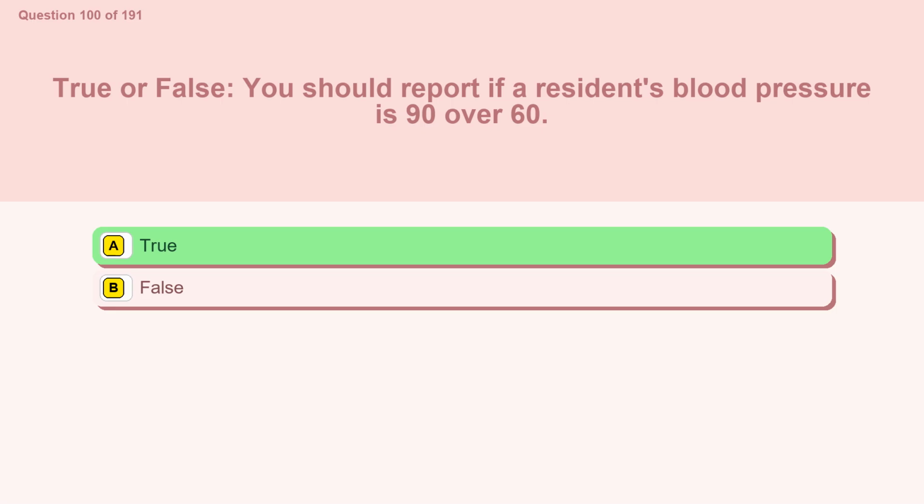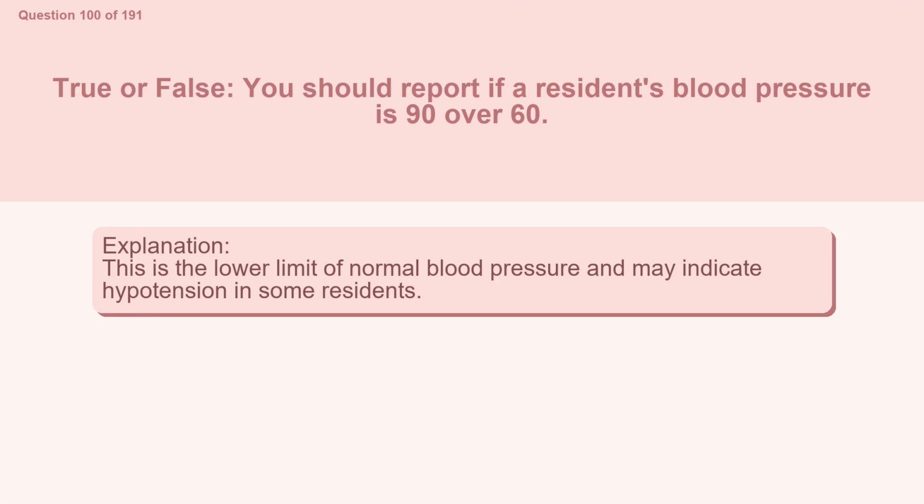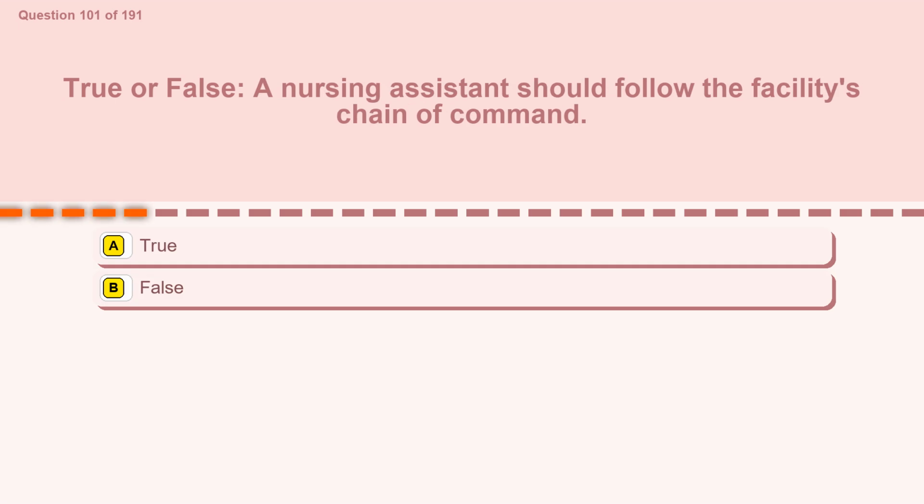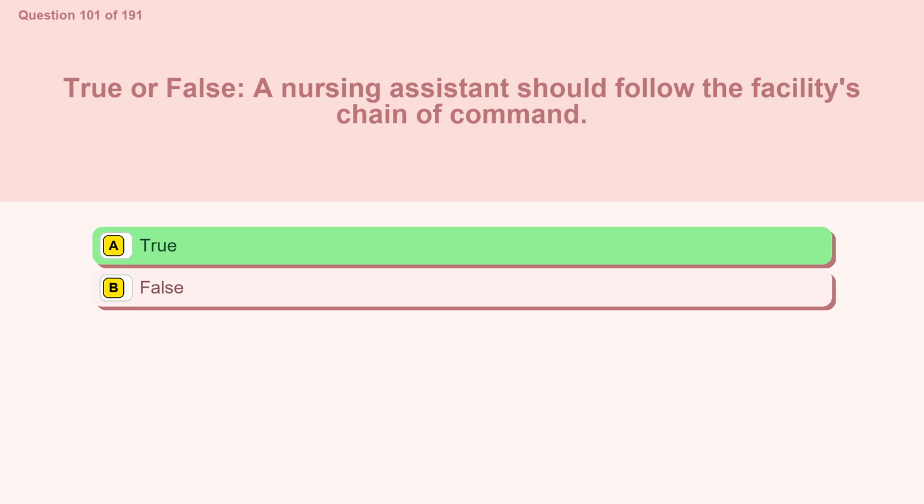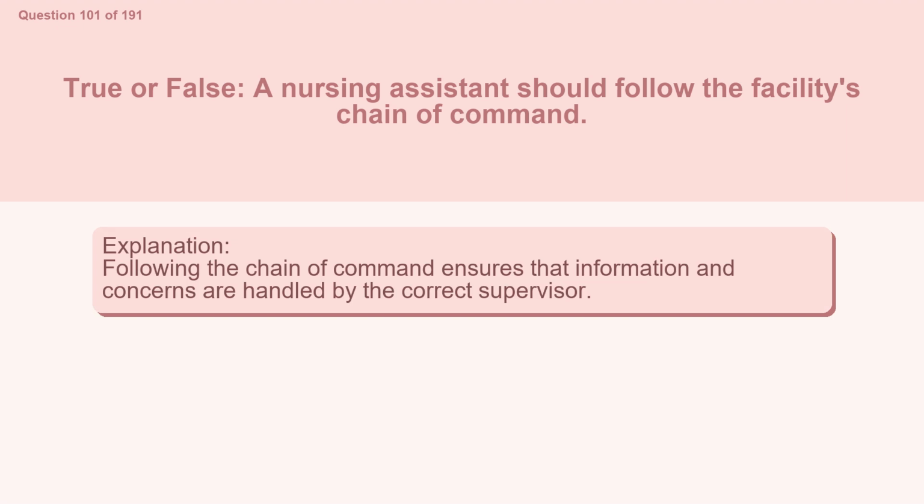The correct answer is option A, true. This is the lower limit of normal blood pressure and may indicate hypotension in some residents. Question 101. True or false, a nursing assistant should follow the facility's chain of command? Option A, true. Option B, false. The correct answer is option A, true. Following the chain of command ensures that information and concerns are handled by the correct supervisor.